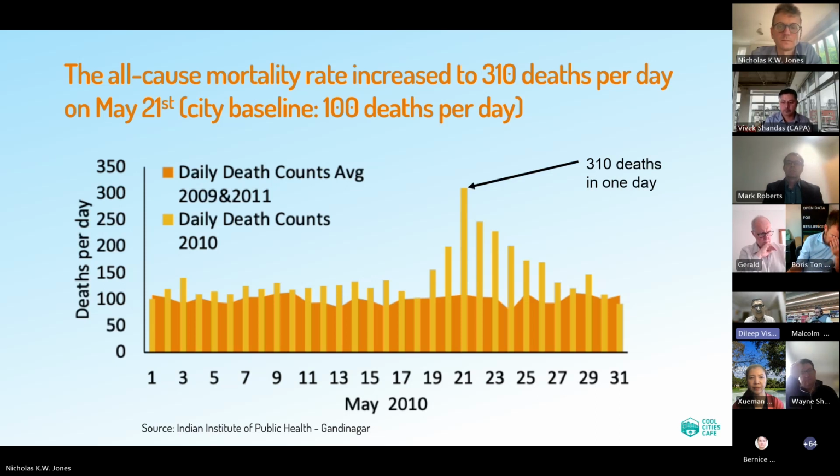Given the size of the city, normally there are 100 deaths every day of all causes. But if you see from 19th to 27th of May 2010, the deaths rose to a highest of 310. So in one day of the peak heat, the number of deaths tripled, and the total number of additional deaths as compared to the baseline was almost 800 additional deaths in 1 week. And this was a recent but a very severe heat wave.